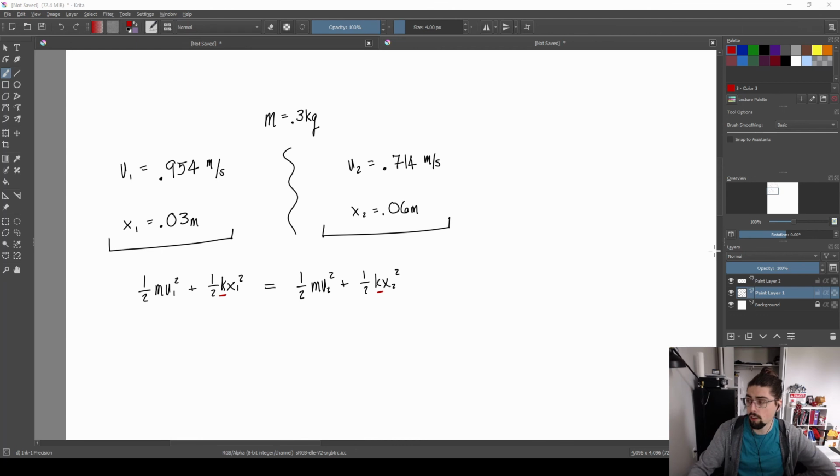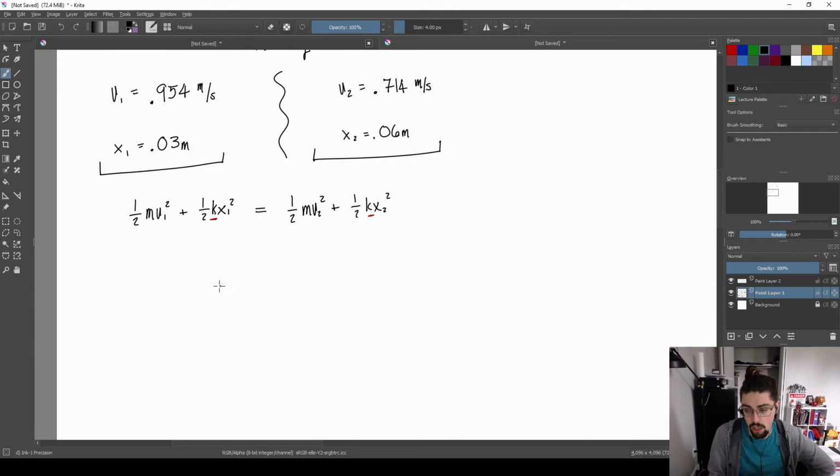Solving out for this spring constant right here, what we're going to do is we're going to say, okay, let me move all of the kinetic energies to one side. Let me move all of the potential energies to the other side. So I'm going to say 1/2 m, and I'll do kinetic energies over here, so this is v1 squared minus v2 squared is equal to 1/2 k, x2 was already over here, so that's positive x2 squared minus x1 squared.